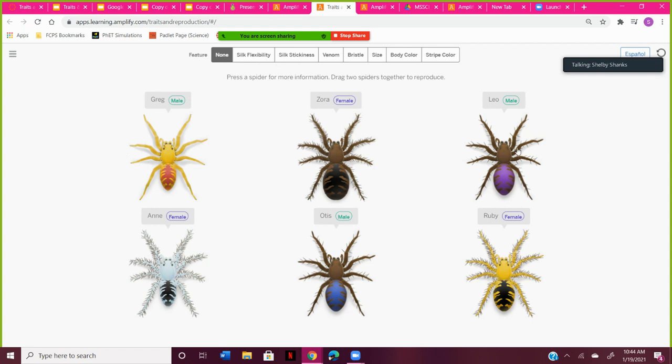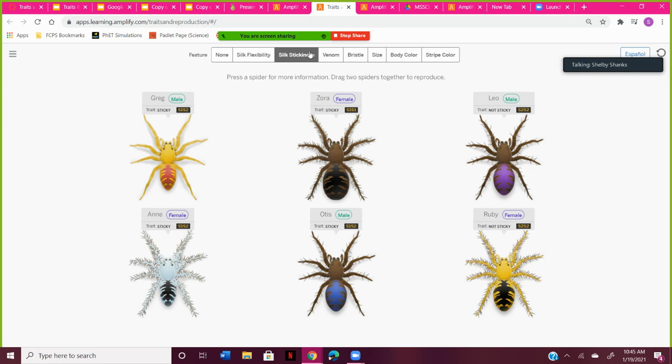All right, so you should see 6 spiders here. You should be able to go from the silk flexibility, silk stiffness, if they have venom, bristles, their size, their body color, and their stripe color. You should be able to see that kind of stuff.